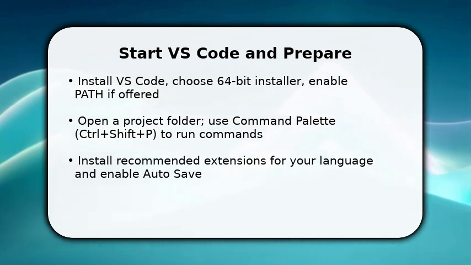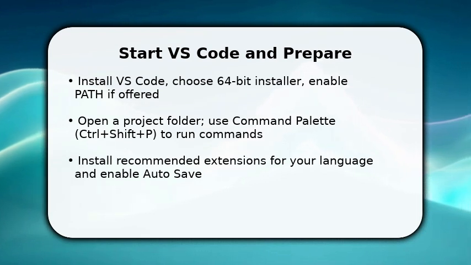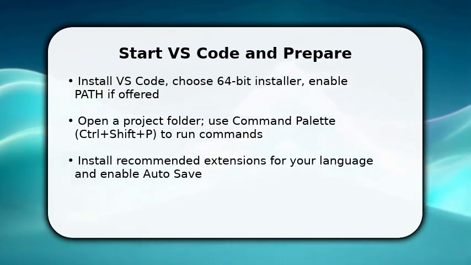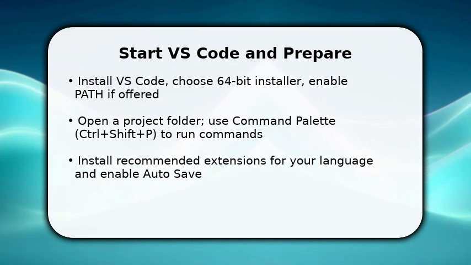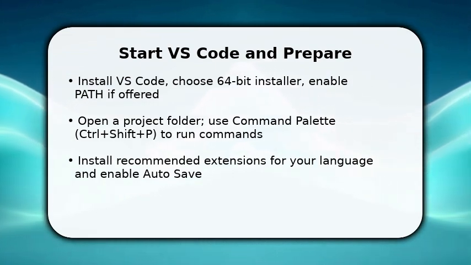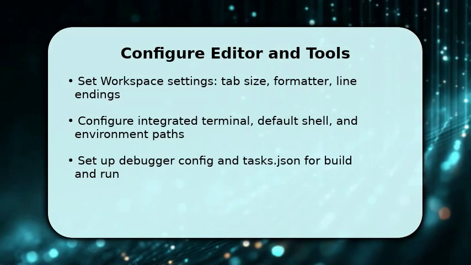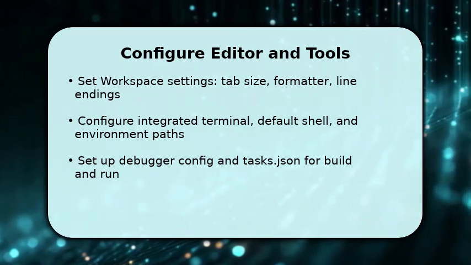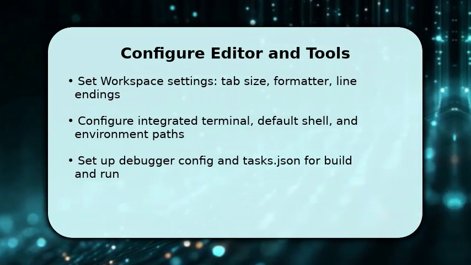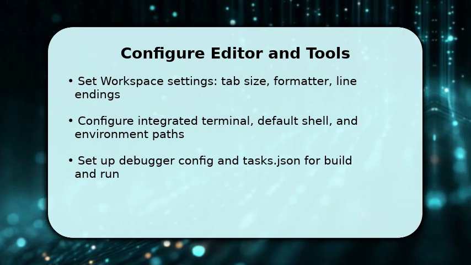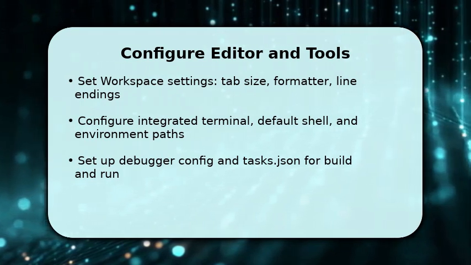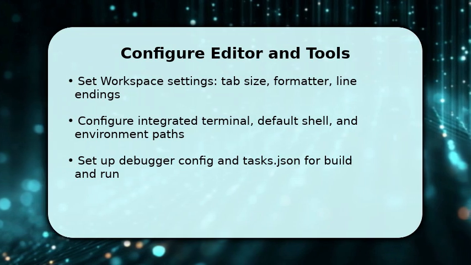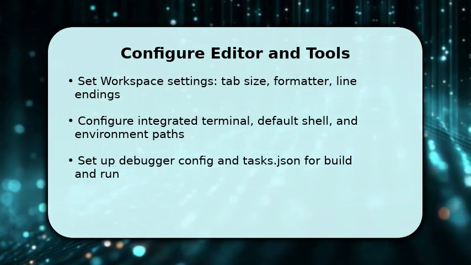The reason is simple. Extensions add linting, IntelliSense, and debugging features that let you code faster and with fewer errors, so get them now. Next, configure your editor to match your workflow. Open Settings or Settings.json to set tab size, default formatter, and preferred line endings. Then configure the integrated terminal and default shell so commands run as expected. Update PATH if tools aren't found.